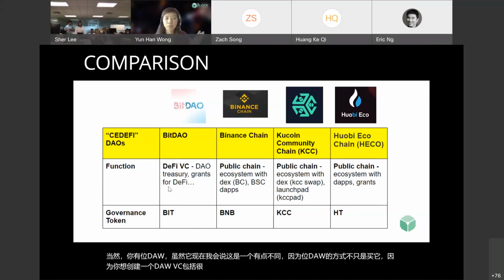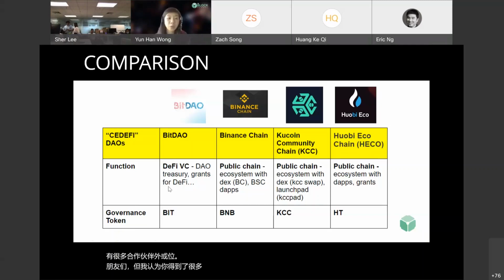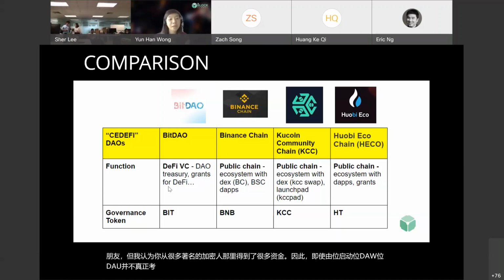Bybit is not fully behind BitDAO. You have a lot of partners outside of Bybit. For example, I think you get a lot of funds from a lot of well-known crypto people as well. Hence, even though Bybit initiated BitDAO, BitDAO is not really considered just a product of Bybit. It is way more than that. With that being said, BitDAO's key function is as a DeFi VC, a VC that supports DeFi development and DeFi growth.